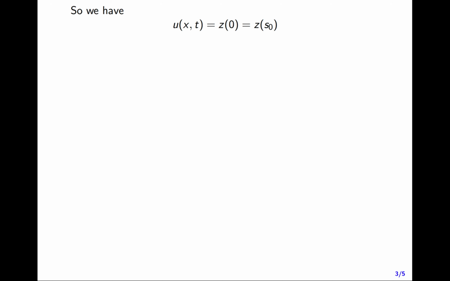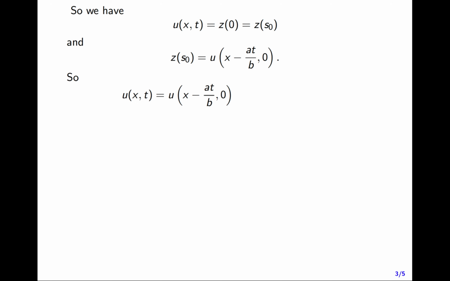Chaining through the previous equalities, we have u(x,t) equals z(0) equals z(s0), and z(s0) equals u(x minus at over b, 0). So this says that u(x,t) is equal to u(x minus at over b, 0). Or, if you like, I could rewrite that as u((bx minus at) over b, 0).